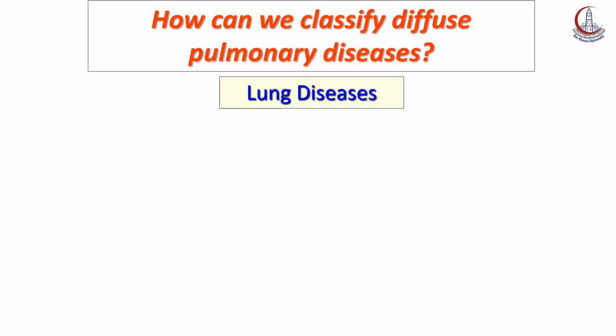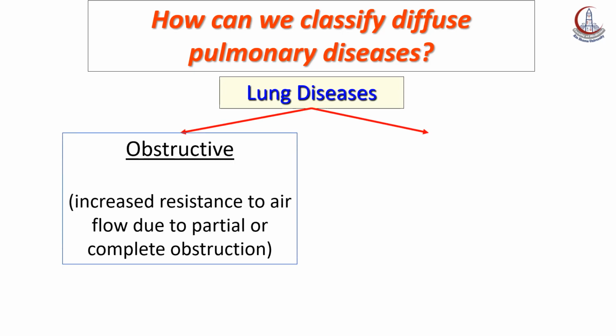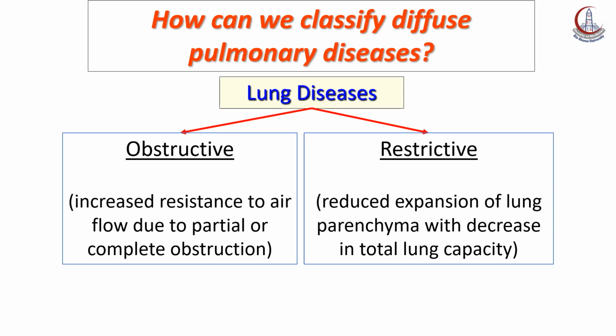First, we classify the diffuse lung diseases or diffuse pulmonary diseases into two main categories. The first one is the obstructive lung disease, which is increased resistance to airflow due to partial or complete obstruction. The second category is restrictive, which is reduced expansion of lung parenchyma with decrease in total lung capacity. So we have two main categories of diffuse lung diseases, obstructive and restrictive.